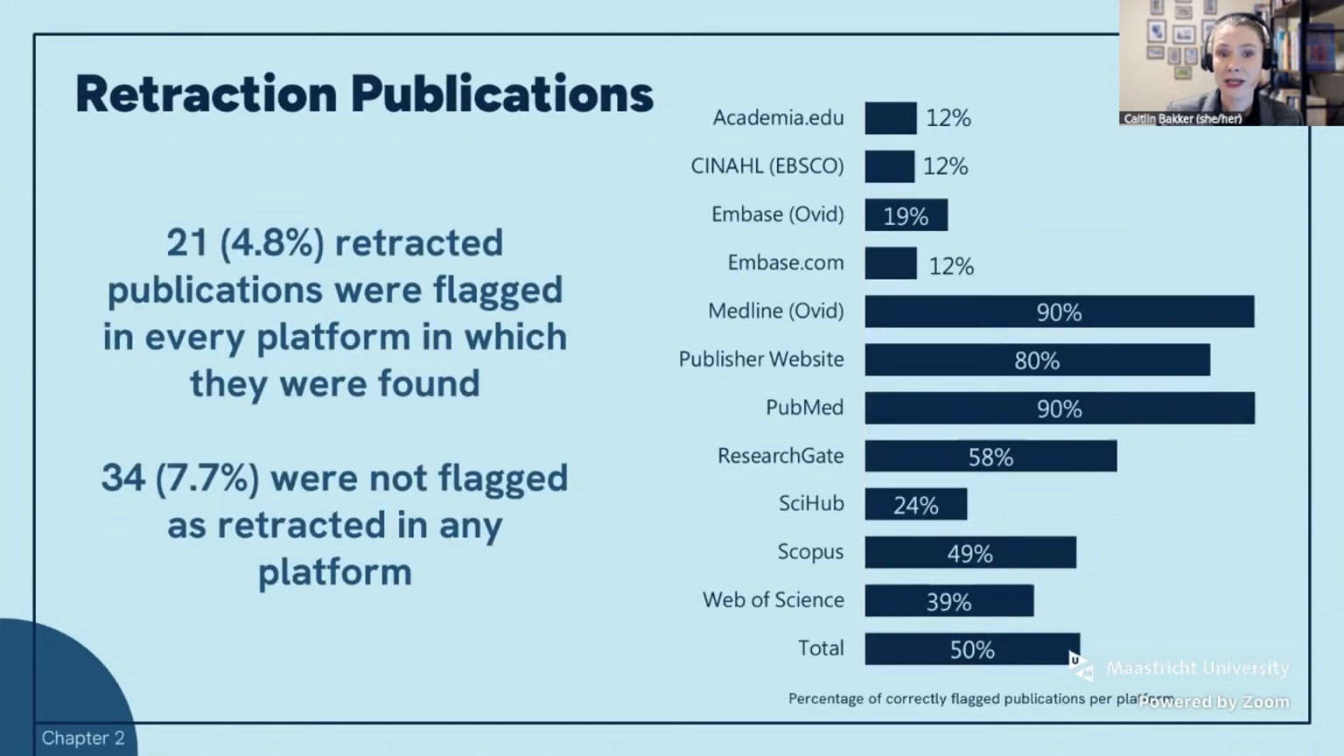Now, of the over 2,800 records that we found, slightly less than 50% showed that the publication had been retracted. And the experience could vary quite a bit across platforms. Some would flag as few as 12%, and others would flag as many as 90% of the retracted publications as retracted, as you can see in this chart. Now, when we look at how frequently a single publication is marked as retracted across platforms, we found that about 5% of the publications were flagged as retracted in every platform through which they were available, while slightly less than 8% were never flagged retracted in any platform.